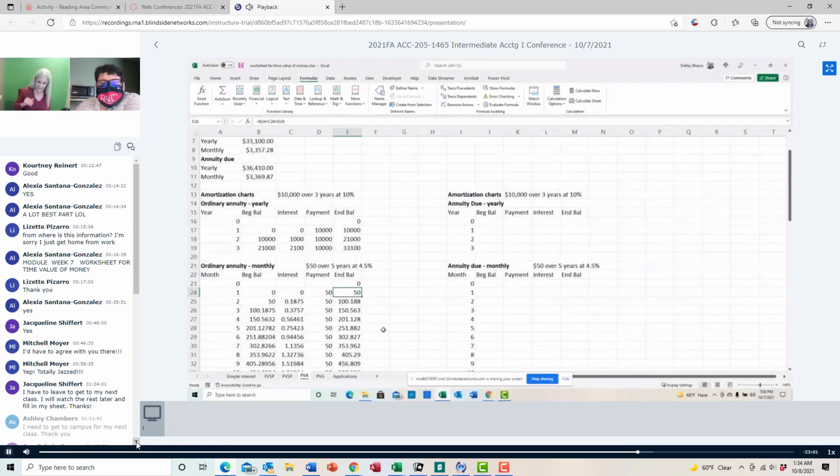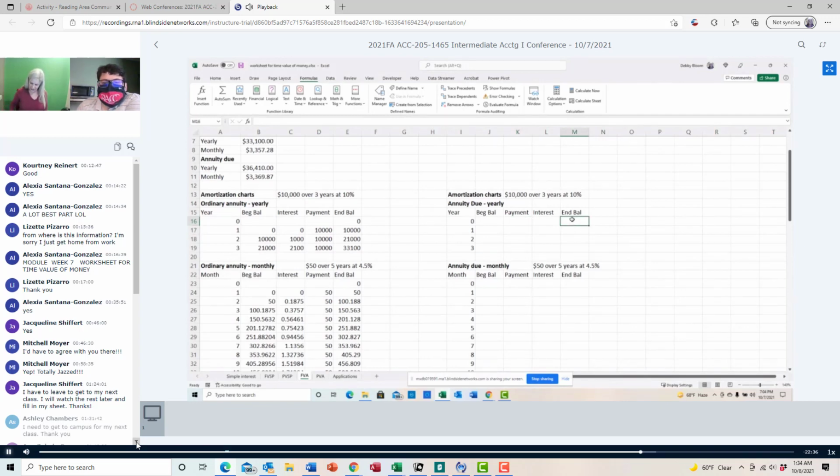I only have 17 minutes left at this point, and I really want to get to the applications. Now, with your leave, I'm going to leave the amortization charts. You're going to see that the only difference with the amortization chart is the payment and the interest are reversed because the payment is at the beginning of the year instead of the end of the year.